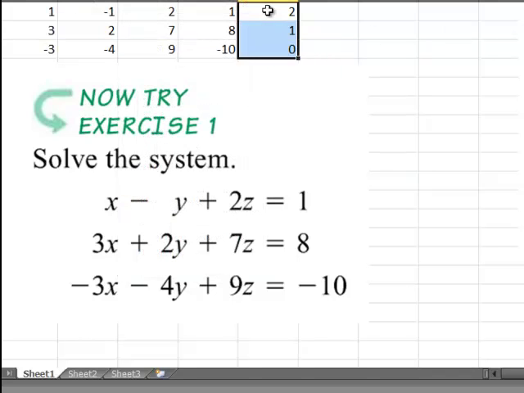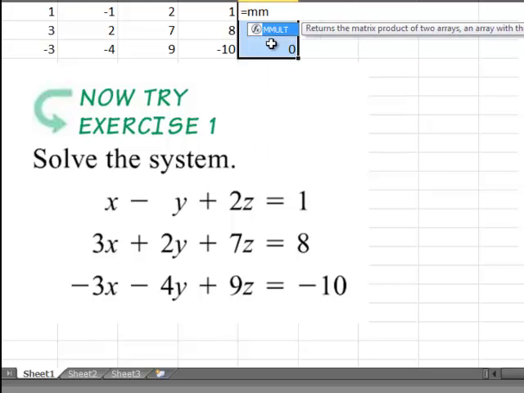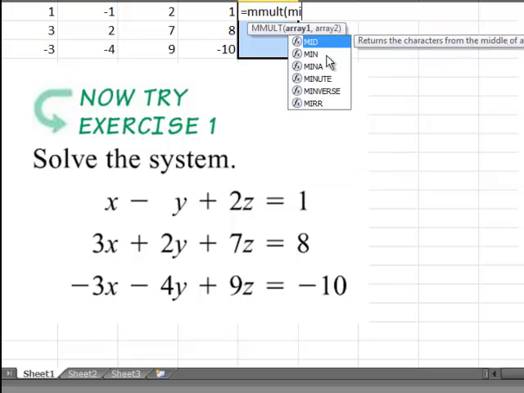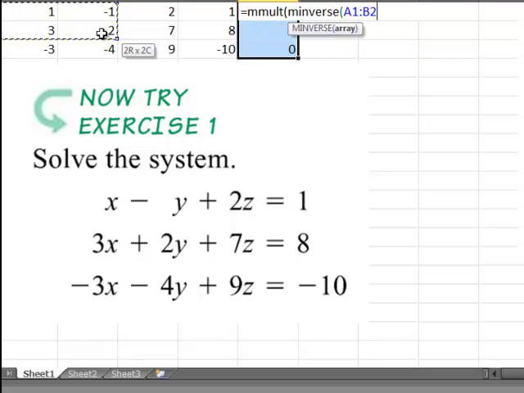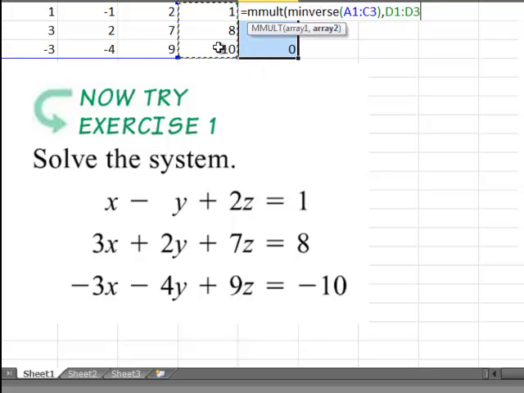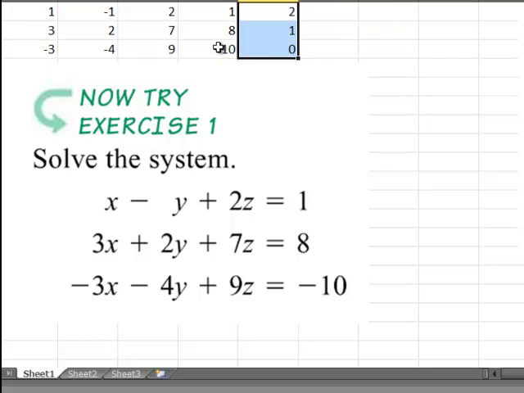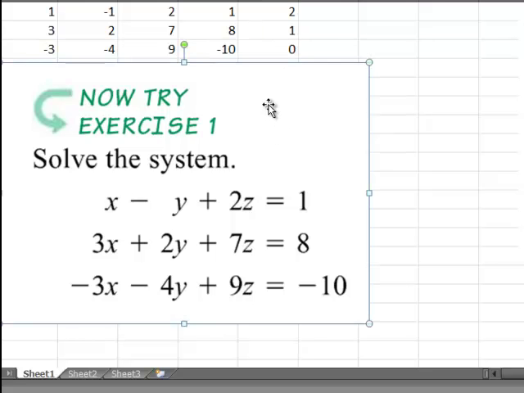In those cells, I'm going to type equals matrix multiplication, M-U-L-T, parentheses. My first thing is the inverse, so matrix inverse of A1 to C3, close parentheses, and then my other array is going to be D1 to D3. I'm going to press Control, Shift, Enter, and those three values, 2, 1, 0, come up as the solution for this matrix.